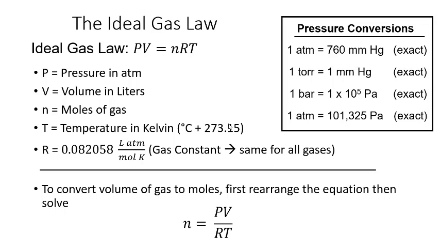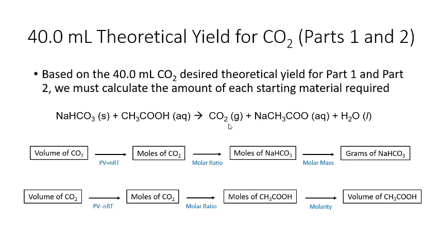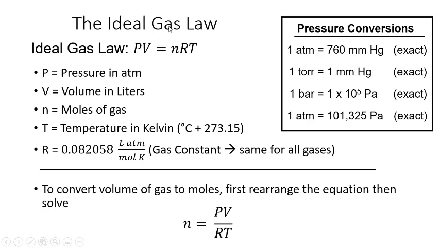For this specific lab, we need to use this ideal gas law to convert between the desired volume of CO2 and the number of moles of CO2. In order to do this, we first want to rearrange the equation to solve for moles. Then we can plug in all the values and use that as our conversion factor to go from our volume of 40 milliliters, or 0.0400 liters, to number of moles. And once you have that conversion done, your stoichiometry carries on just as we did for a previous lab.